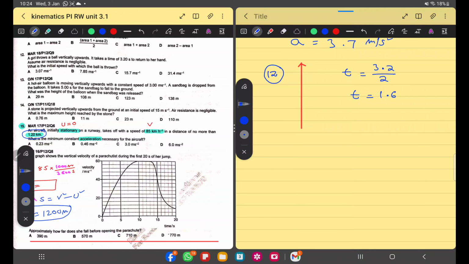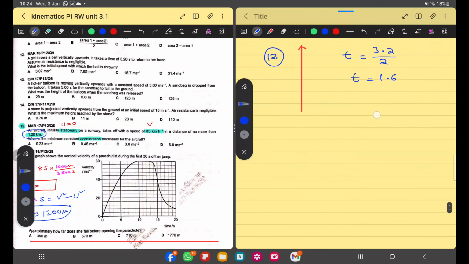So question number 12, a girl throws a ball vertically upward. If an object is thrown vertically upward, then obviously the final velocity will be 0. Time is 1.6 second. The question is, what is its initial speed? It is not mentioned where we are. It means we are on Earth, and if we are on Earth, then acceleration will be minus 9.81. It is not mentioned that we are on Mars, so we are on Earth.